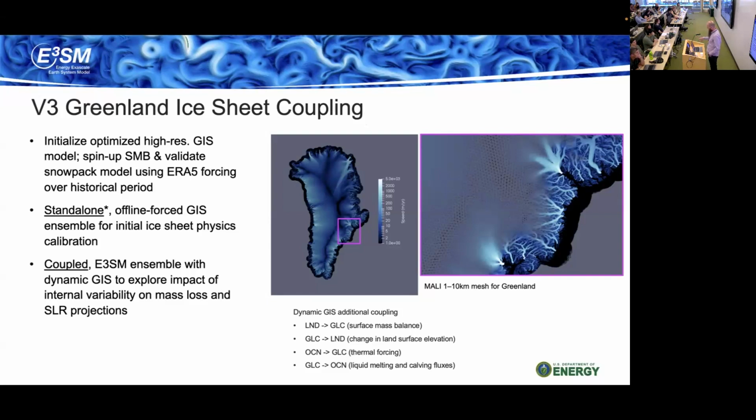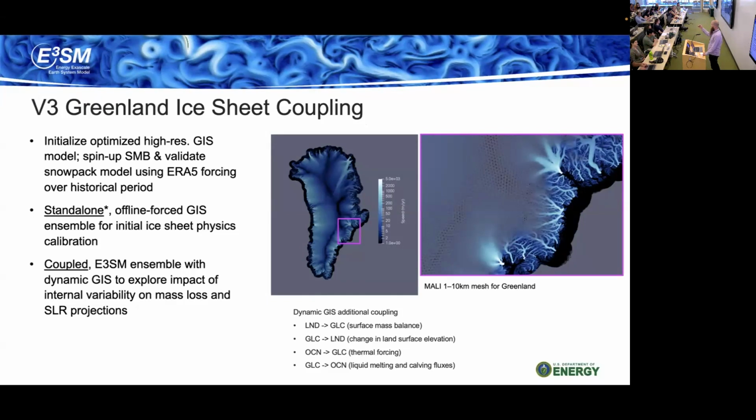We'll then run standalone offline forced GIS ensemble members, where we can use ERA5 forcing as well as some ocean thermal forcing that is derived from MPAS ocean simulations. And finally, move on to actual coupled GIS with E3SM, with the rest of the E3SM simulations.